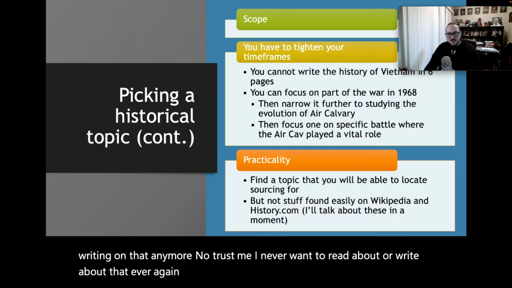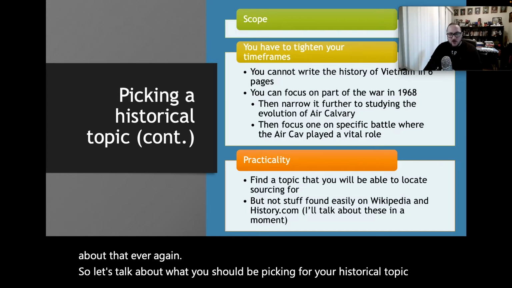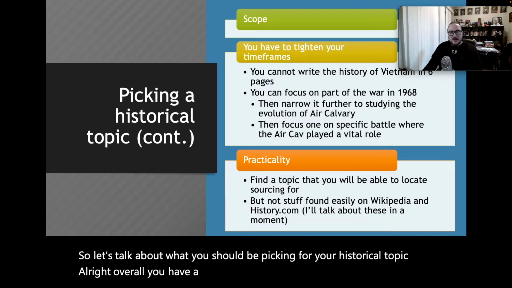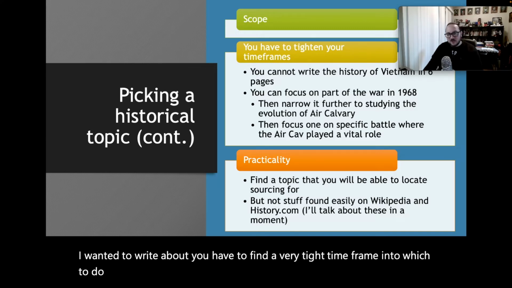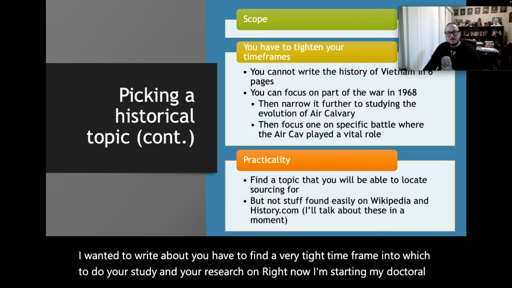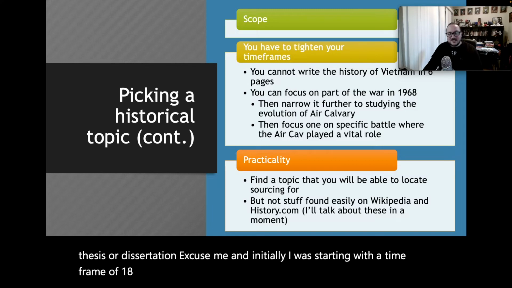So let's talk about what you should be picking for your historical topic. All right. Overall, you have a research scope. When I was, again, looking at what I wanted to write about, you had to find a very tight time frame into which to do your study and your research. Right now, I'm starting my doctoral thesis, or dissertation, and initially I was starting with a time frame of 1847 to 1877.